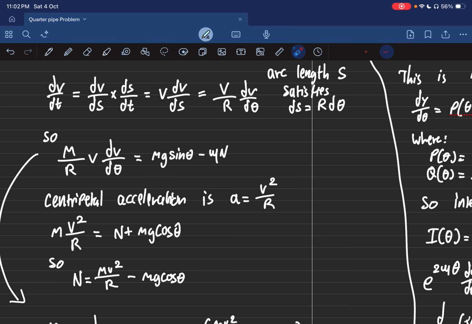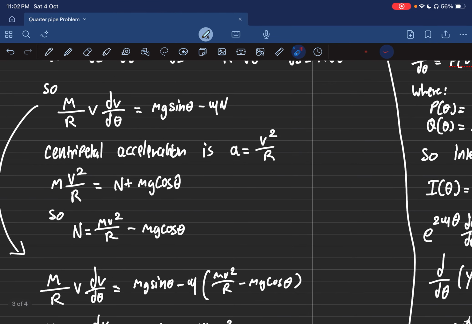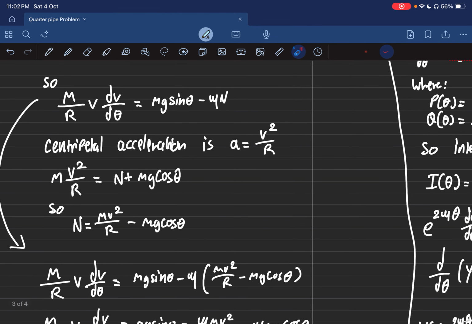m over r, we have that v dv d theta. We just subbed it back in. Mg sine theta minus friction. This is at the end of the day a centripetal acceleration problem because it's circular motion, just a quarter of it. So we will be taking acceleration as v squared over r, because that is the equation for centripetal acceleration. I can derive it if you want, but it's pretty simple.